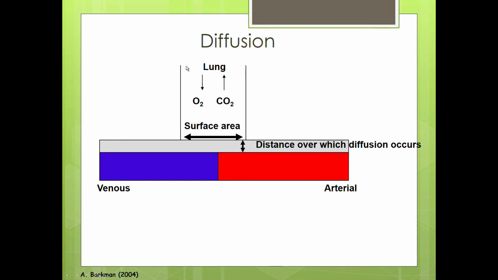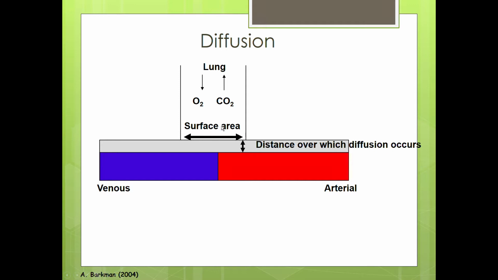So pretend this box here is your alveoli. So we have an alveoli that is exchanging oxygen and carbon dioxide. This is the surface area of your alveoli. Okay, it can only be so big. So this is the amount when we're looking here. So this is your pulmonary system. This is the surface area for diffusion.